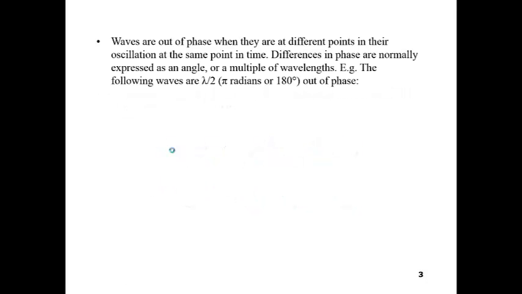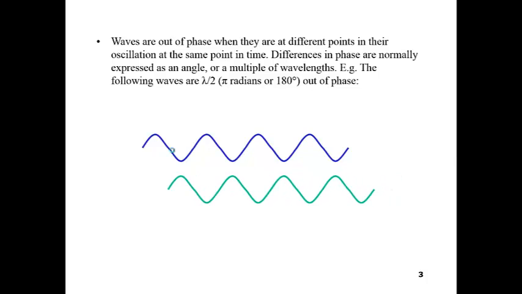Why is this important? Well, what happens when they're out of phase, when they're at different points at the same point in time? Differences in phase are normally expressed as an angle or as a multiple of wavelengths. So we might say that they're half a wavelength out of phase, or pi radians, or 180 degrees. And that means that basically in one case you have a sine wave, in the other you can have a cos wave. Or you can see that these now are completely out of phase.